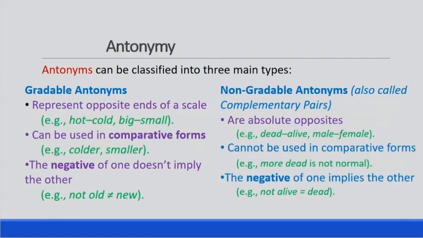A non-gradable antonym is also called a complementary pair. They are absolute opposites. For example, dead and alive, male and female.